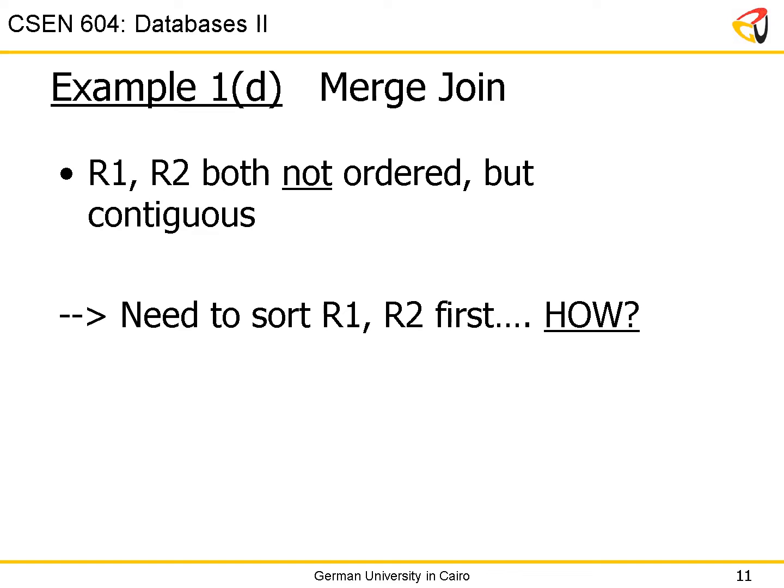Now, what if they're not ordered, but the relations are contiguous on disk? This is the more common scenario. If you're doing a join, then you might be joining on two columns that are not the columns used to cluster the data. So what the database engine would do is actually sort, or basically make a copy of the data, but we really don't think of this copying process. We just say the database engine will sort first before doing the merge join.